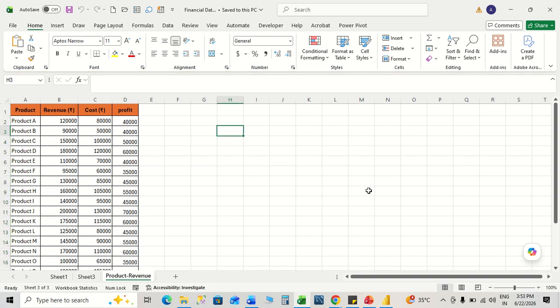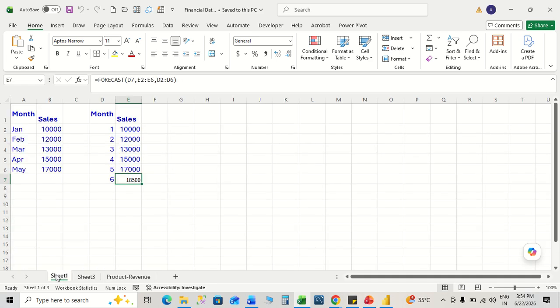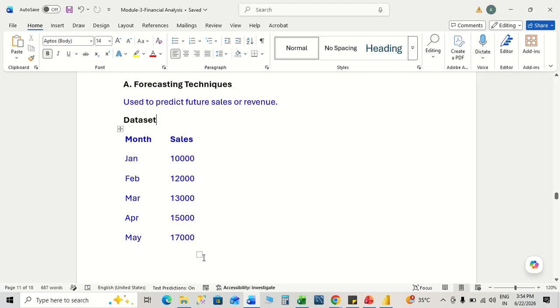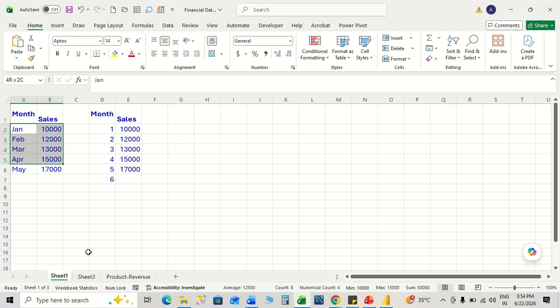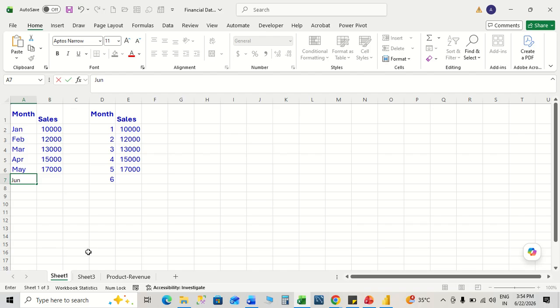Now, Excel is visible. Okay, fine. So now we already have this data set. I want to predict the future value, that is June. What are the sales? Probably, yes, the June month. Let's see. So I am just deleting this. So this is the first month, second, third, fourth, fifth. Till the fifth month we have data, correct? And I want data for June.